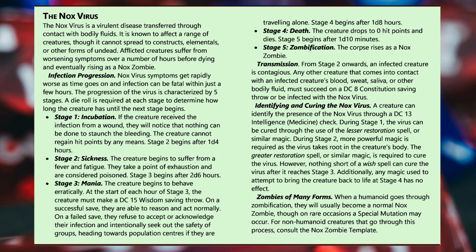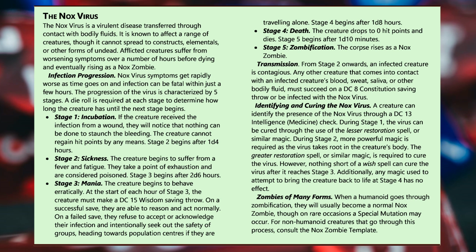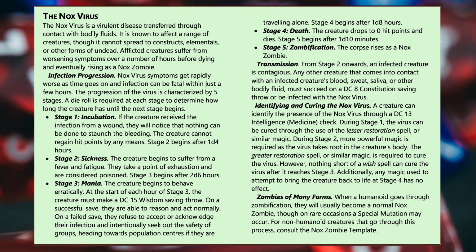Stage 3. Mania. The creature begins to behave erratically. At the start of each hour of Stage 3, the creature must make a DC 15 Wisdom saving throw. On a successful save, they are able to reason and act normally. On a failed save, they refuse to accept or acknowledge their infection, and intentionally seek out the safety of groups, heading towards population centres if they are travelling alone. Stage 4 begins after 1d8 hours.